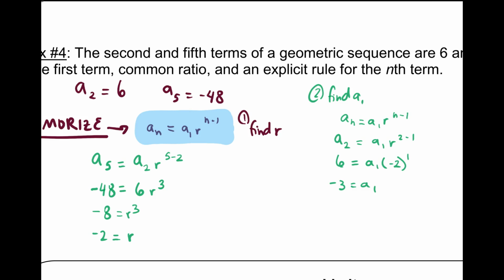Can't you just divide to get it? Yeah, that's fine. Whatever.